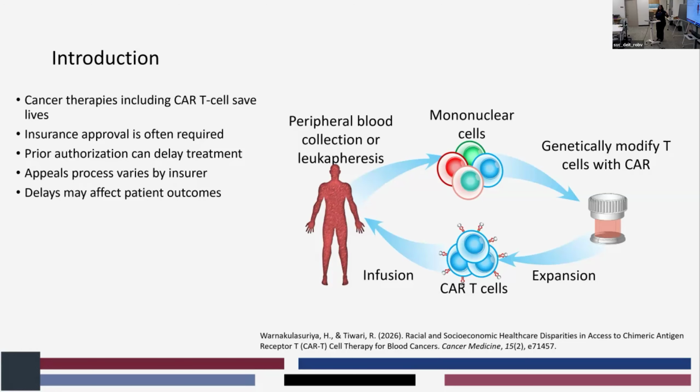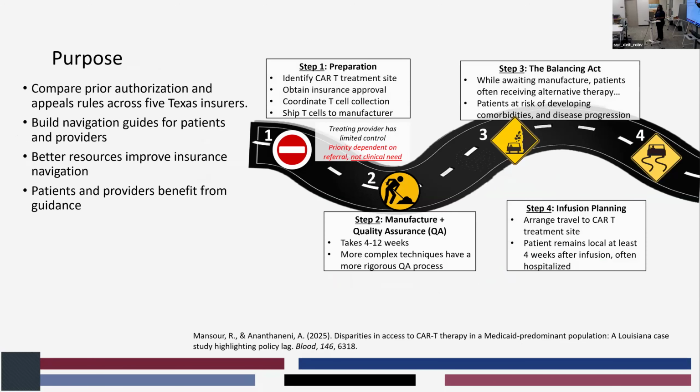Right here, I've shown the process of CAR T cells. It's a genetically modified cell that they insert into the patient's body, and it attacks the specific type of cancer. My goal was to compare appeal policies among the five largest insurance companies in Texas. I wanted to identify the similarities and differences in their requirements to make the appeals process easier to understand and help reduce treatment delays when patients and providers are going through this process.